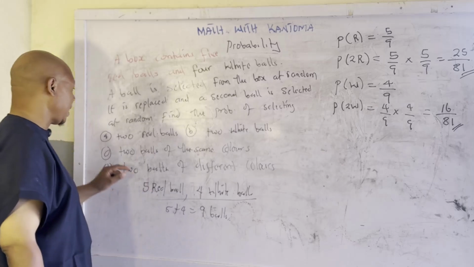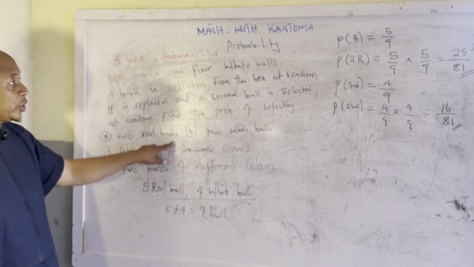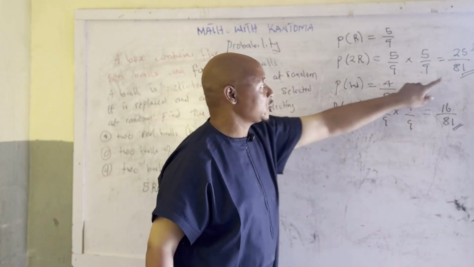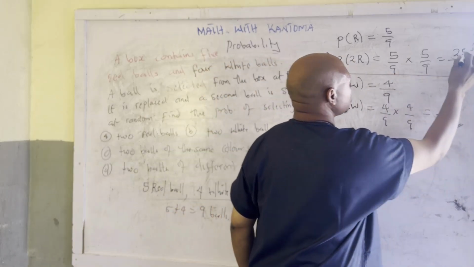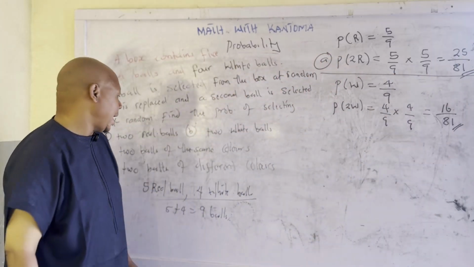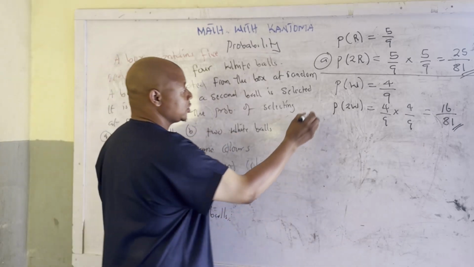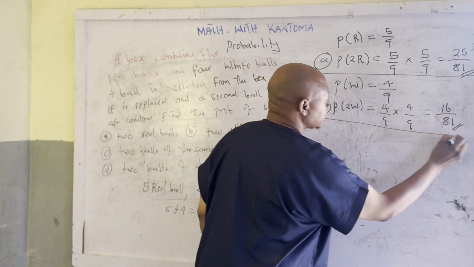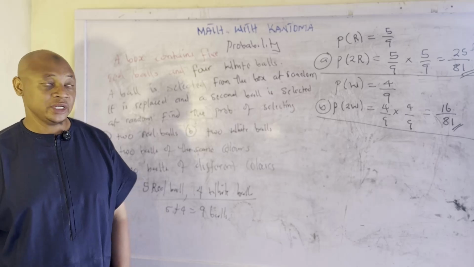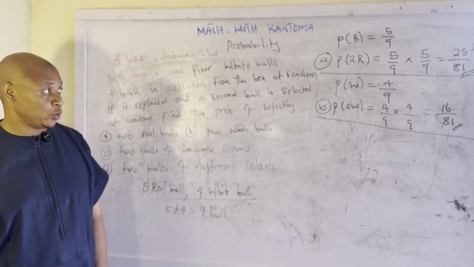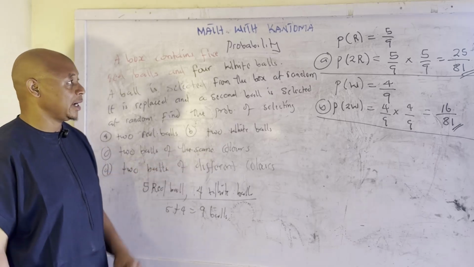Now the question proper. The question says find the probability of selecting 2 red balls. The probability of selecting 2 red balls is this one, so this solves question A: the probability of choosing 2 red balls is 25 over 81. And B, the probability of choosing 2 white balls. This solves question B: selecting 2 white balls is 16 over 81. Now, the next question says 2 balls of the same color.